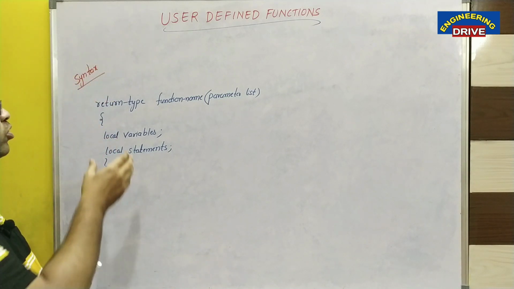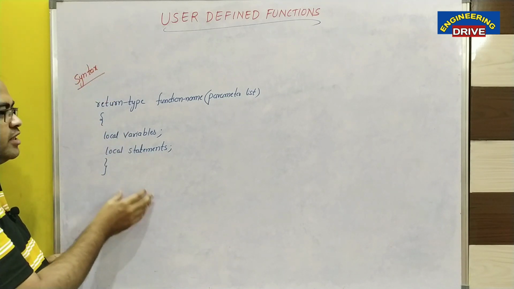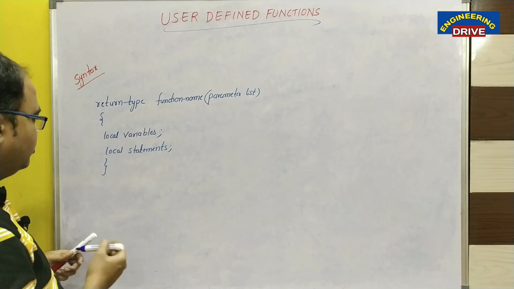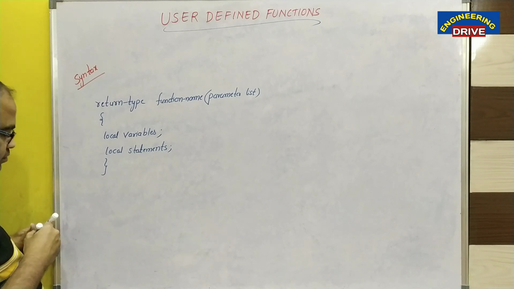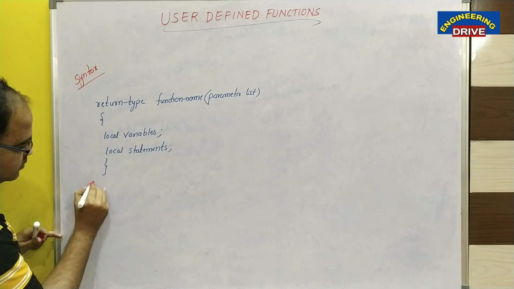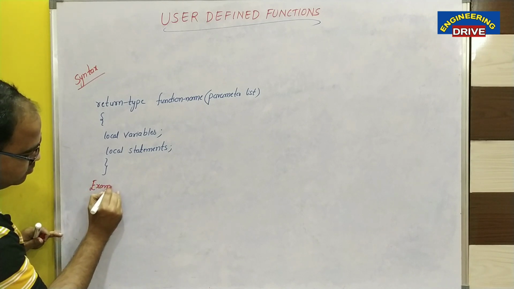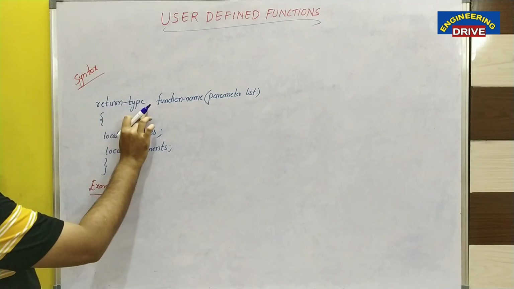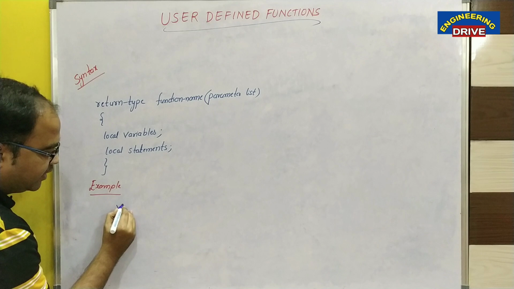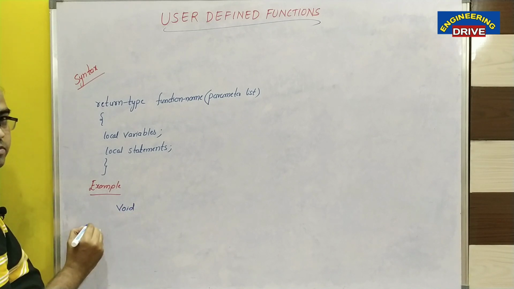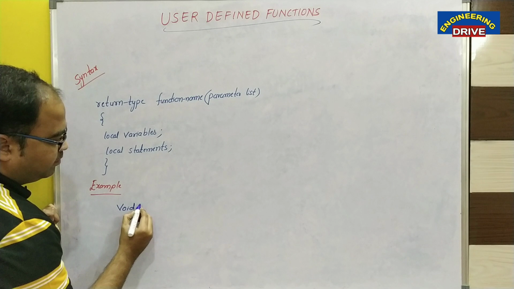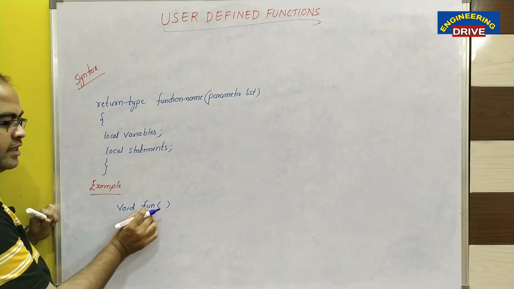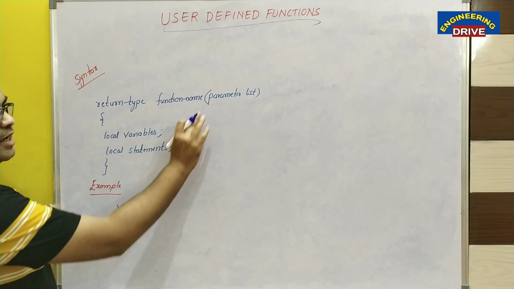Sir, how do we create a user-defined function using this syntax? Can you give one example? So dear students, let us see one example now. In order to create a user-defined function, first the return type. If my function is not returning any value, I can simply write void, space, function name. For example, I will give the function name as fun. Empty parentheses, because I don't want any parameters.